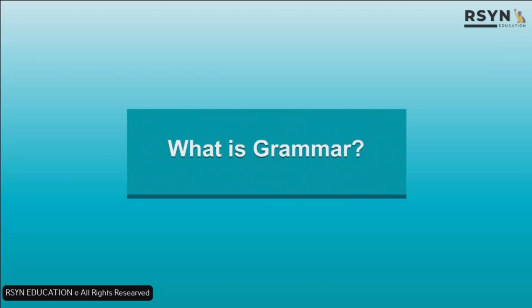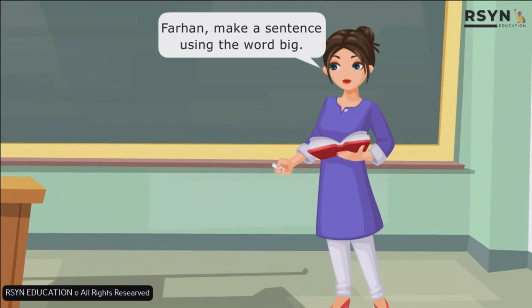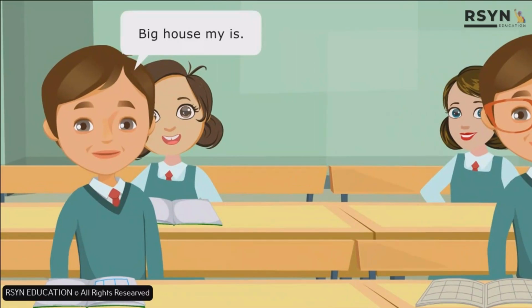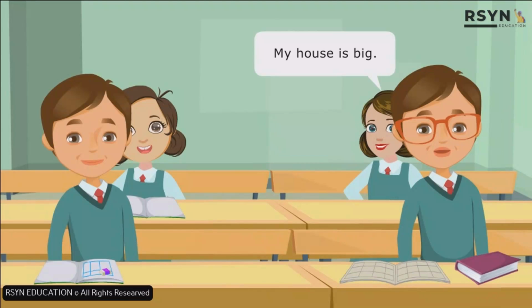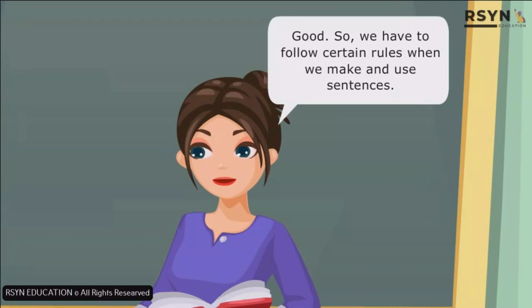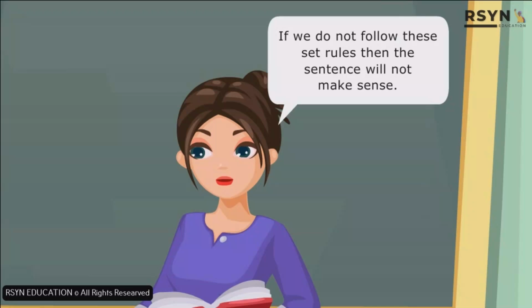What is grammar? Farhan, make a sentence using the word big. Big house my is. Wrong. My house is big. Good. So we have to follow certain rules when we make and use sentences. If we do not follow these set rules, then the sentence will not make sense.